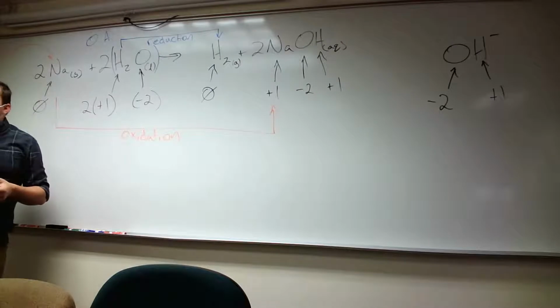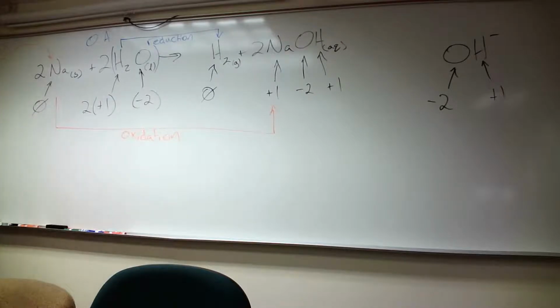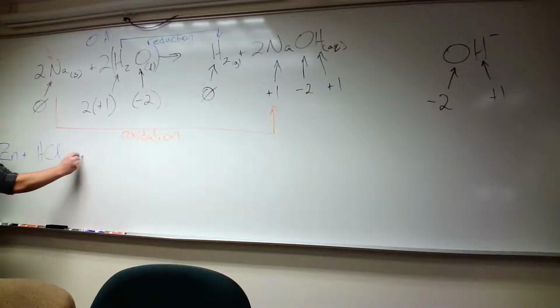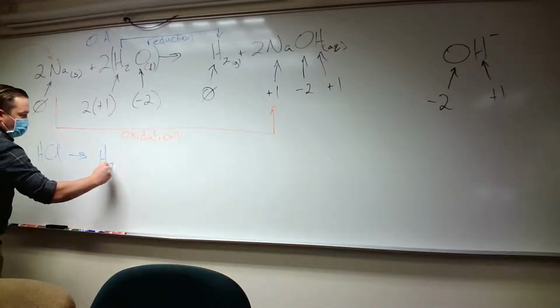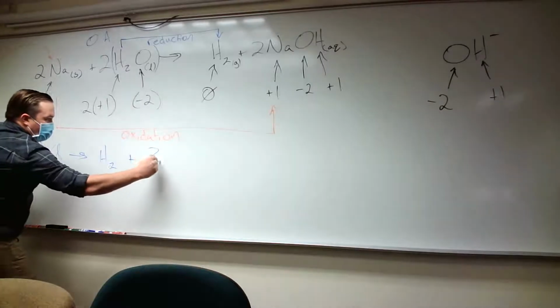Yeah, because you didn't add hydrogen ions, you added H2O. If we did this with an acid, we could say that the hydrogen ions were the oxidizing agent, like one of the ones we did in class, right? Zinc metal plus HCl reacted to make H2 and zinc chloride.